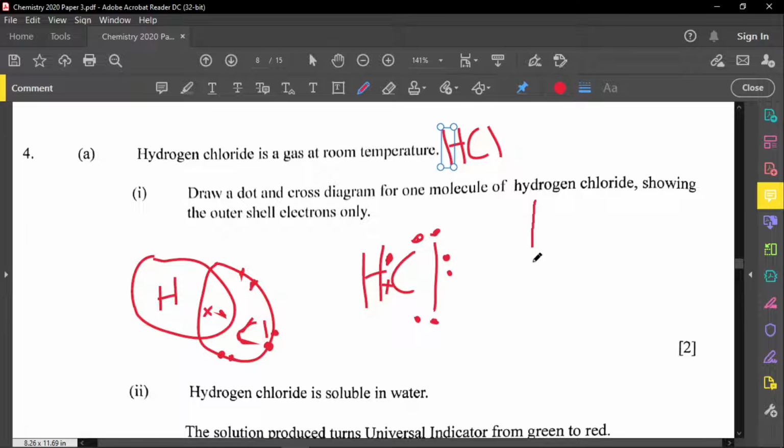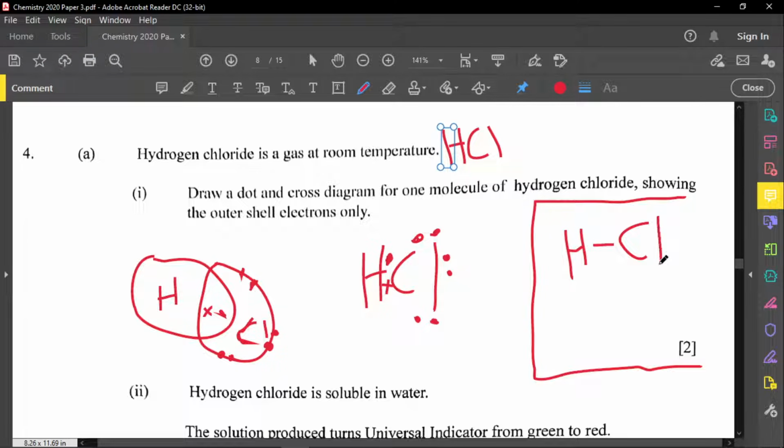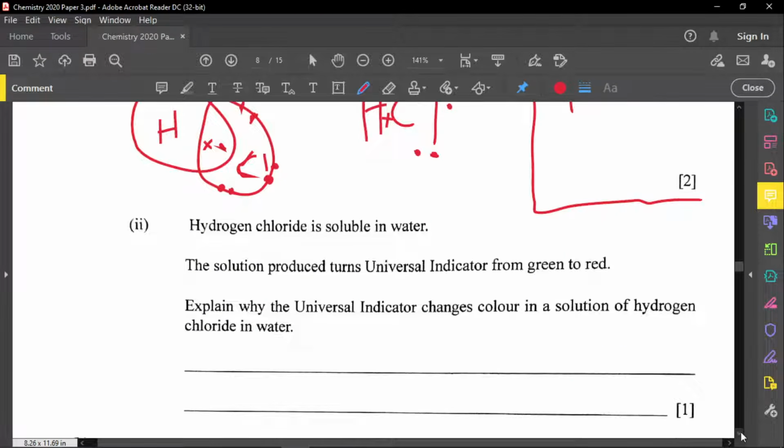All right, before I move on, just in case you may need this in the future, or in the exam, if they ask for the structural formula, you just say H and a single bond, because 2 electrons form a single bond, so it'll be H-Cl. So hydrogen bonded to chlorine with a single bond. This is not a part of the answer, but just in case you need it. All right, so let's go to the next part of the question now.